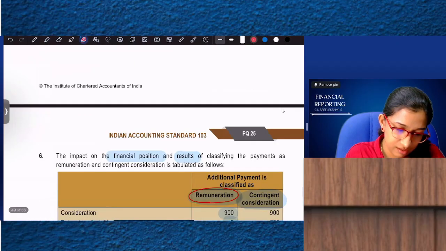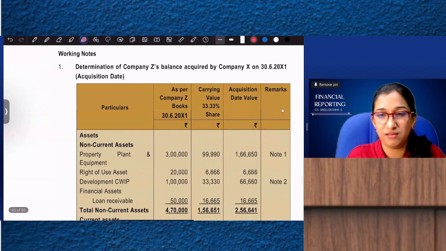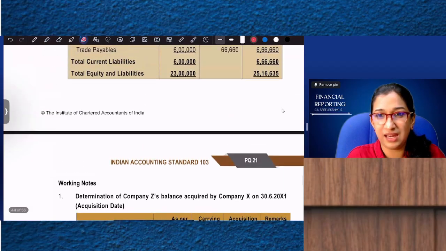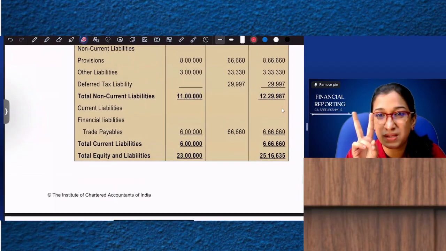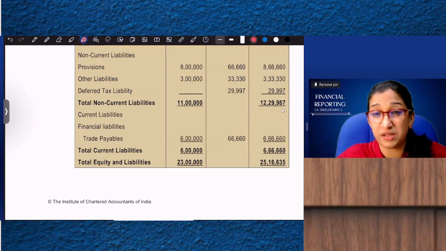Okay, another. Did you understand? That was question number 8. There were two recipes. One is protected, the other one is not protected. So what is the treatment in case of business combination?